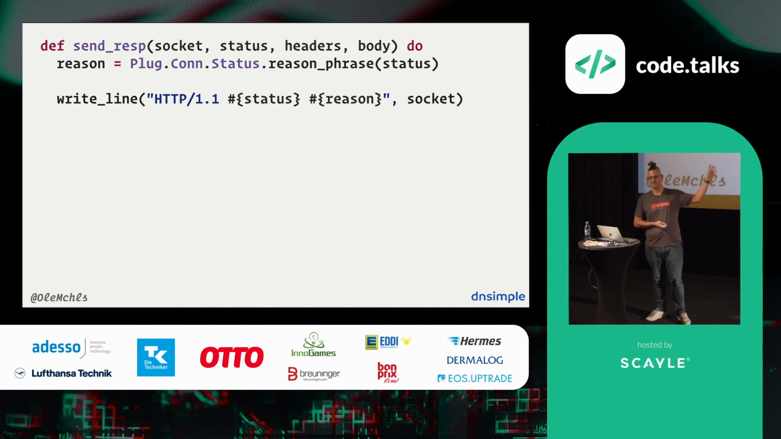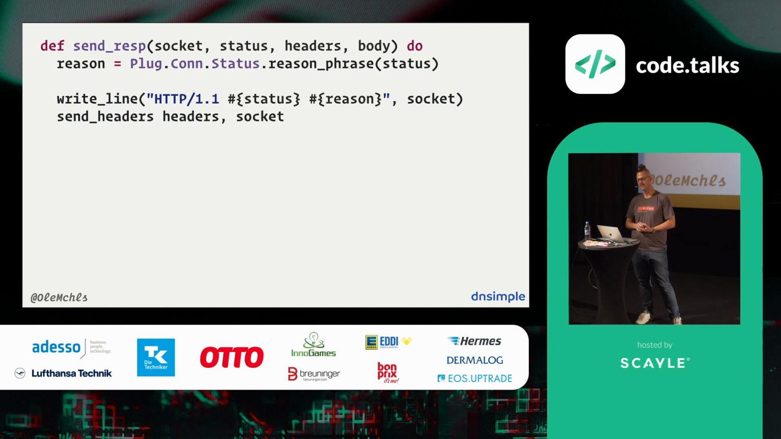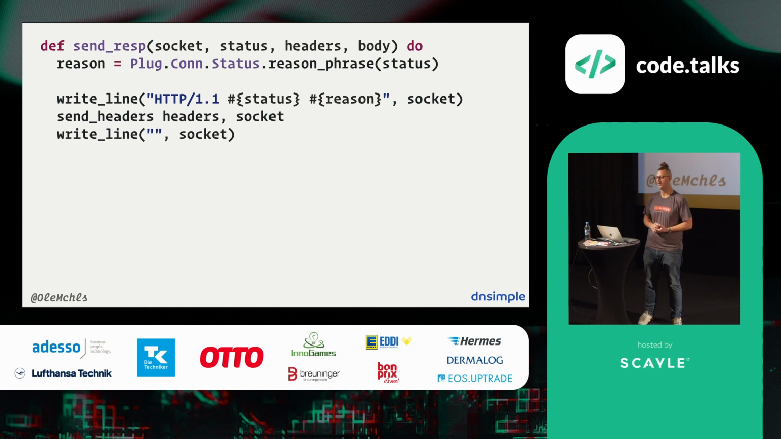Then, again, write line is a very thin wrapper around gen TCP. We are just sending a new line to the TCP socket. We hardcode the HTTP version. We send the status and the reasoning phrase on the socket. Then we are sending headers. This, again, is a tail recursive function. So we just send header line by header line until the list is empty. And then we are writing an empty line as by the protocol specification. There needs to be an empty line in between the headers and the response. And we write the body. That's about it, right? This is how we send the entire request out on the wire.